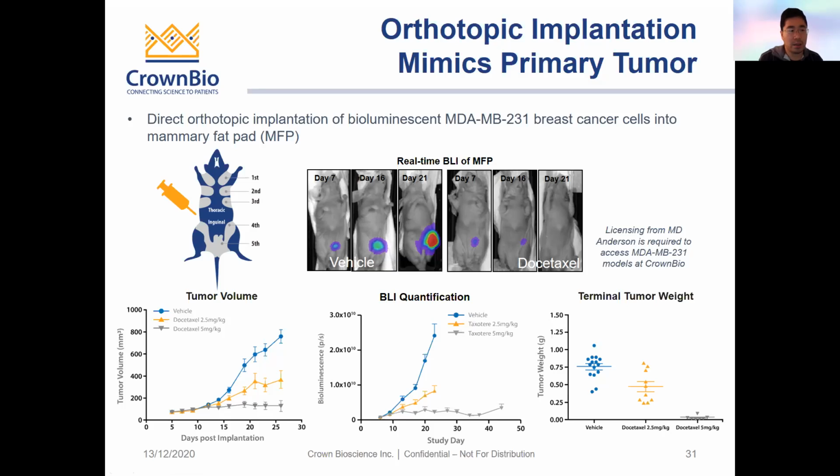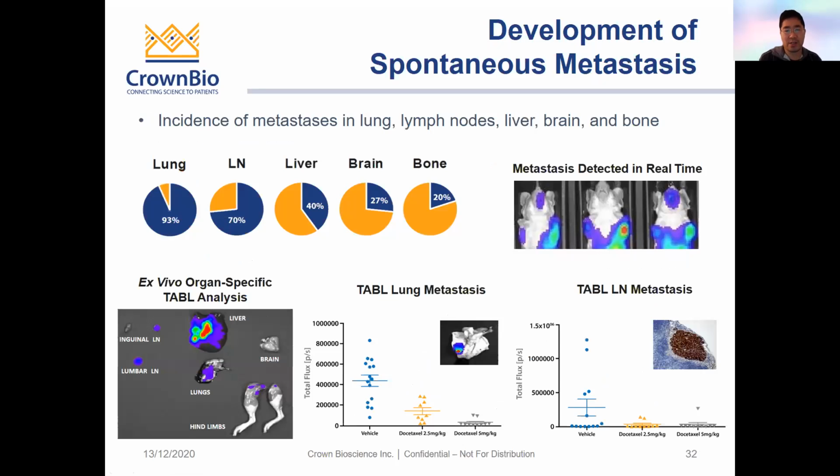The advantage of this model is it has a high incidence of MET. So if we concentrate on a pie chart, we can see there's high occurrence of MET in lung, lymph nodes, slightly lower in liver, and then lower in brain and bone.